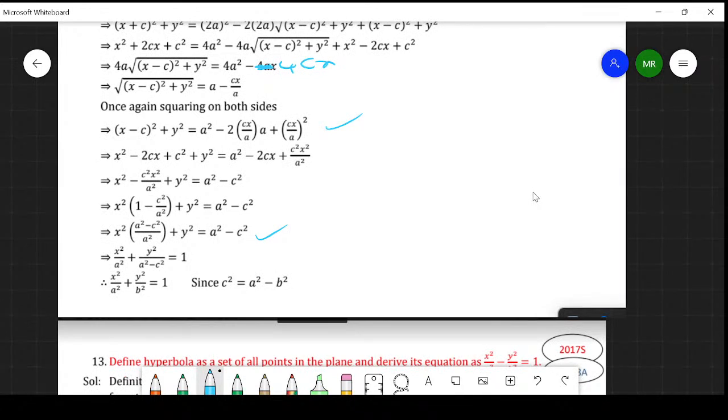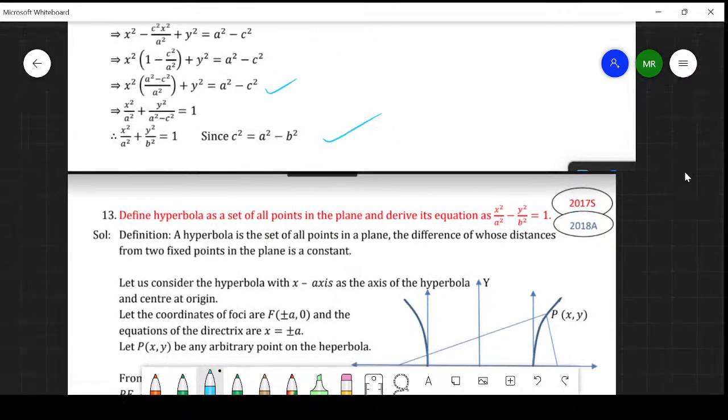Here in the exam, in the choice, you can leave this. Now you divide each term by a square minus c square. You will get x square by a square plus y square by (a square minus c square) is equal to 1. But we know that c square equals a square minus b square. So a square minus c square can be replaced with b square. So this is your final answer. If you are feeling it is difficult, leave this question in the choice.